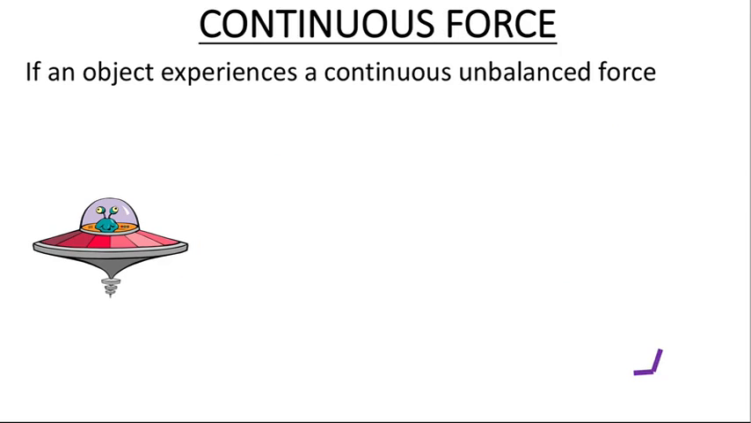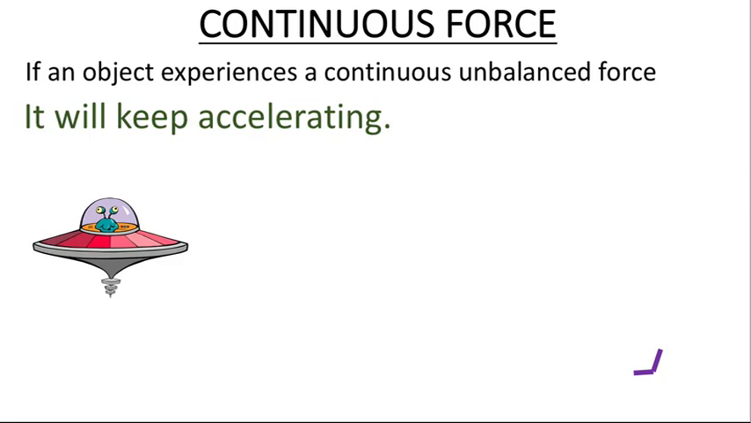On the other hand, a continuous force is a force that keeps going and going and going. You don't turn it off. It lasts for a long time. If an object experiences a continuous unbalanced force, then it will keep accelerating. This is not like a one-time deflection. It's going to accelerate and accelerate and accelerate forever unless you turn the force off.